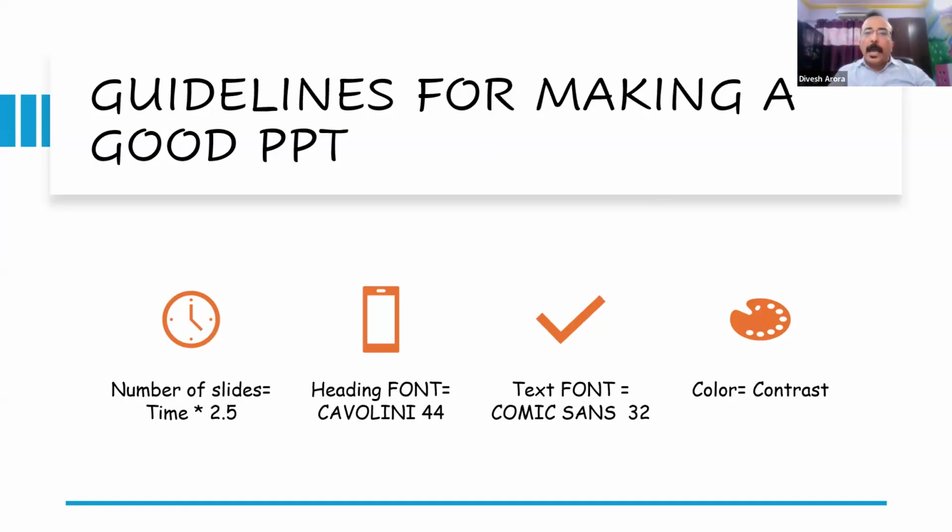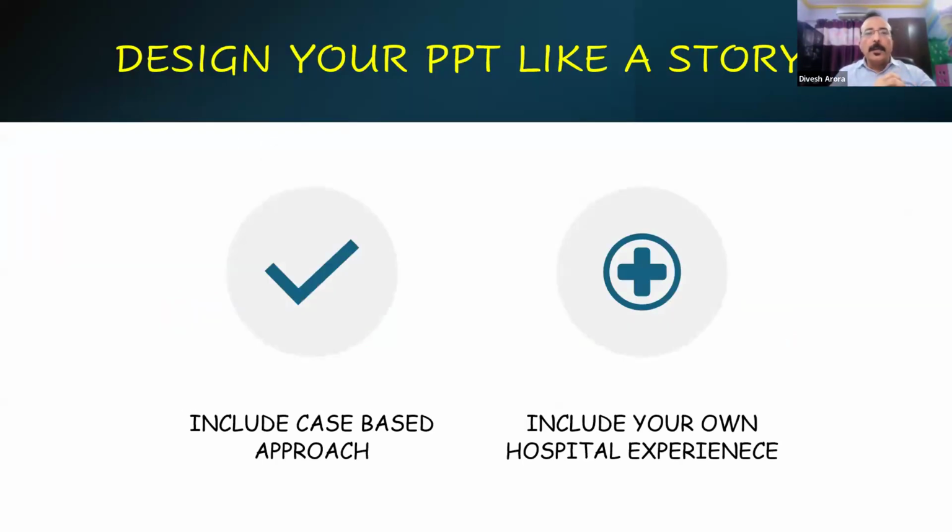And what is the size? Because you remember, these days you have LED screens and there are multiple of them. So use a broad font for the heading, that is 44 I use, and text fonts generally 32 and above. What should be the color design? It should be a contrasting color so that it gives a good hue, and a blend of colors is what is necessary.